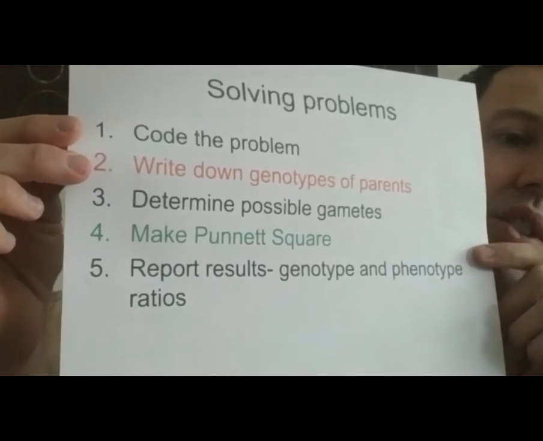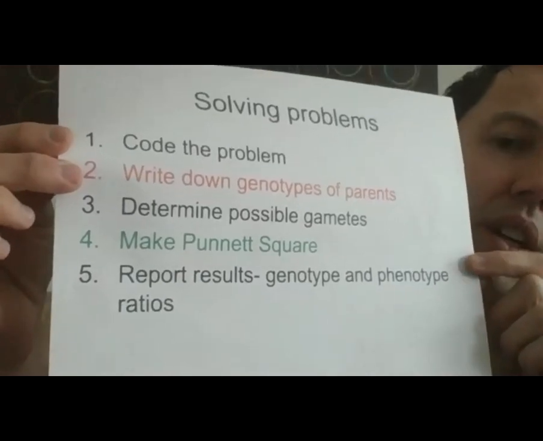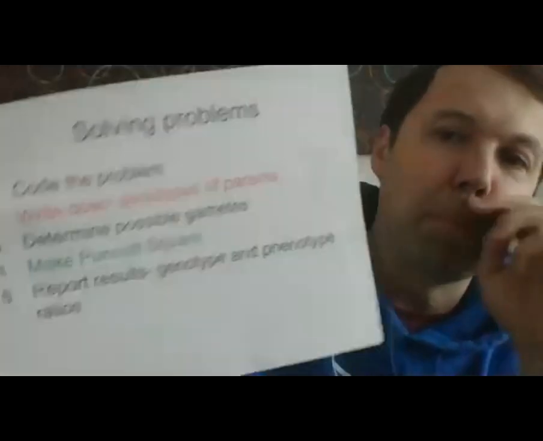And then step 5, answer the questions. What are the genotype and phenotype ratios in general, or if you're doing something bigger, you might just have to do part of that problem depending on what the question is asking. So go back to the word problem again and figure out what it is asking.